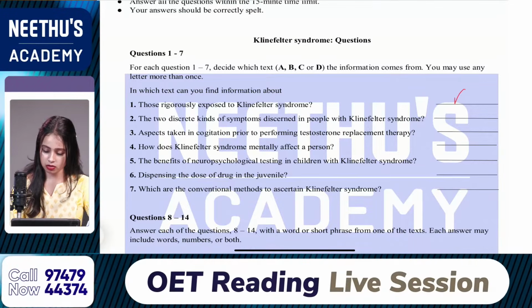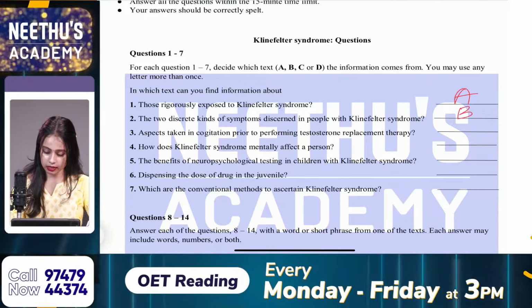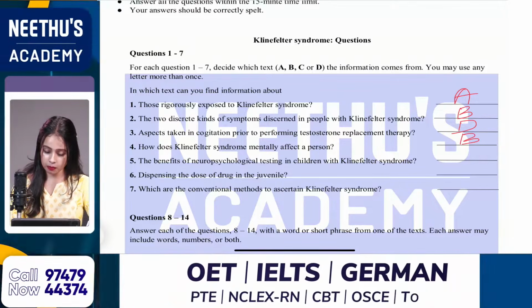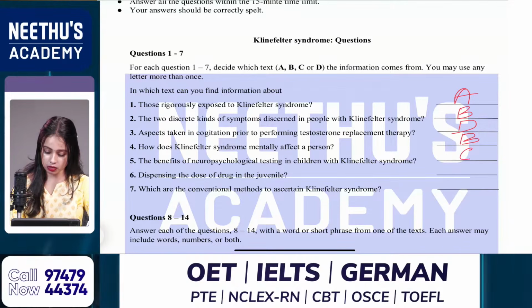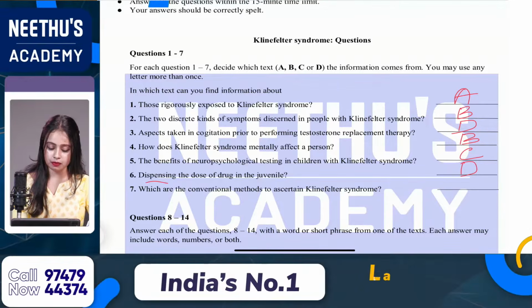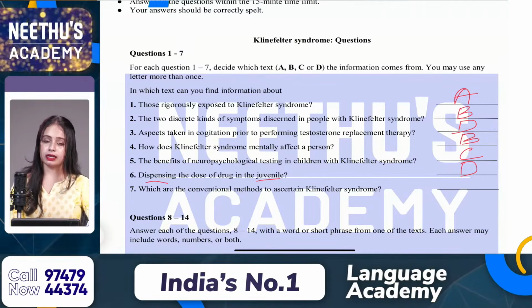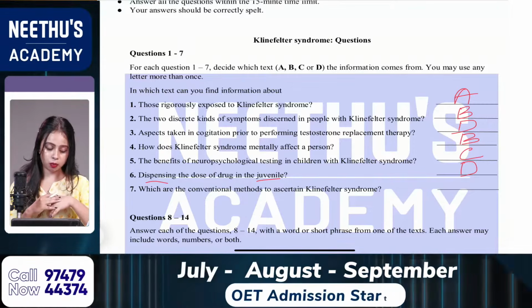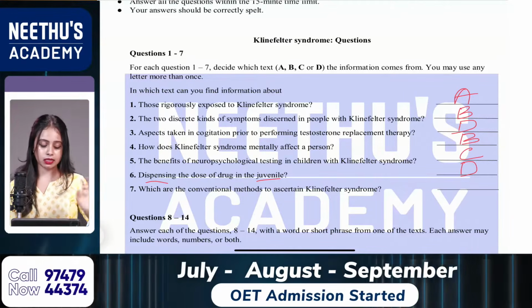I'm just writing it down once again. A, B, D, B, and the fifth one was in text C. Then the sixth one is from D. Okay, Kirtu, Anu, Soumya, Honey, Sarala, Aniha, it is text D.